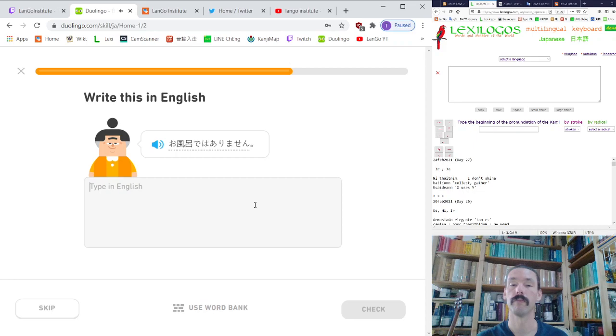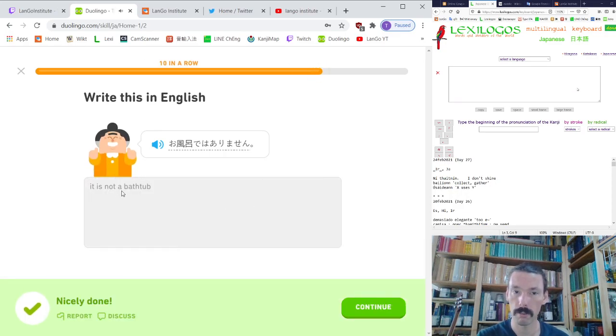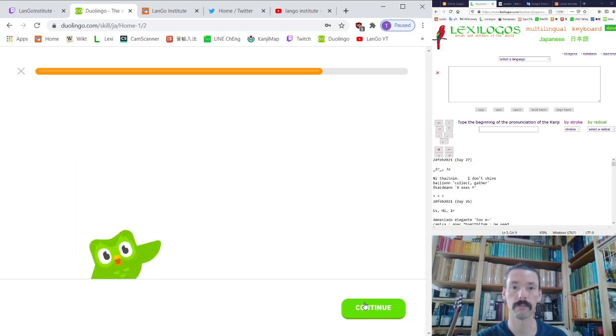お風呂ではありません。 Ofuro dewa arimasen. Dewa arimasen is the negative of desu. It is not a bathtub. And note that English likes to supply these words a or the. Japanese has no equivalent.